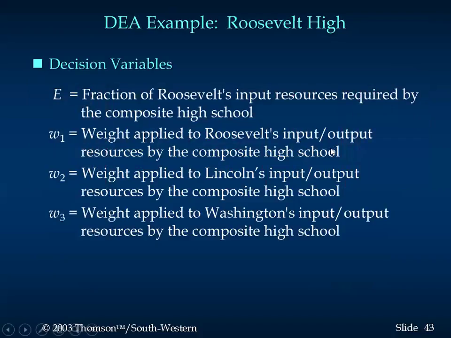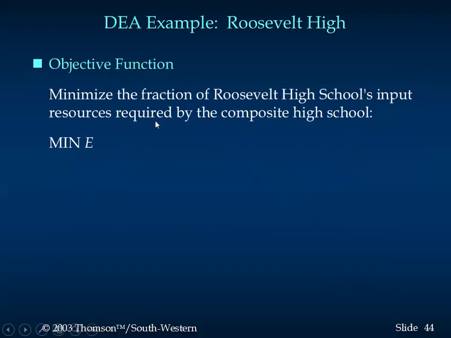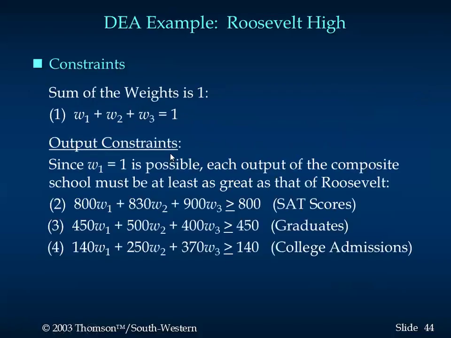So what are the decision variables? I'm targeting Roosevelt because we can see that it's inefficient. E is the fraction of Roosevelt's input resources required in the composite. The Wi are the weights of each of the schools in the composite. And we want to find the minimum level of E. First, the sum of weights is equal to 1.